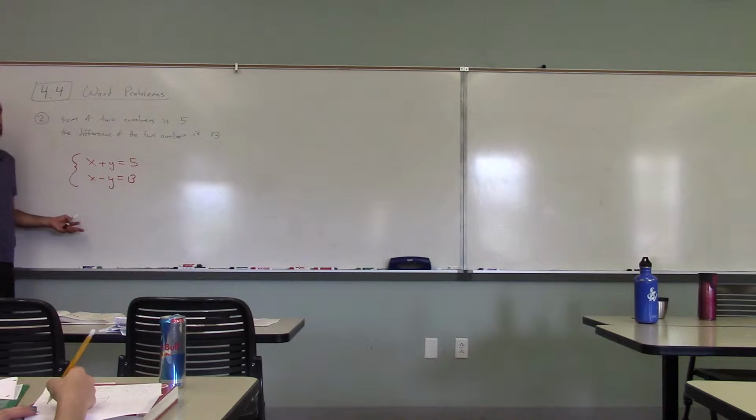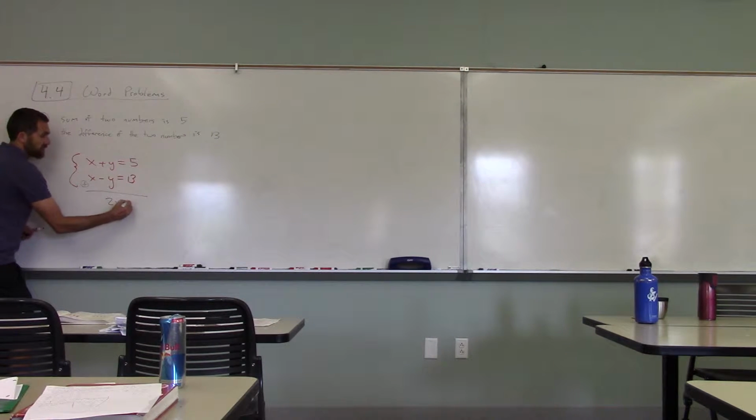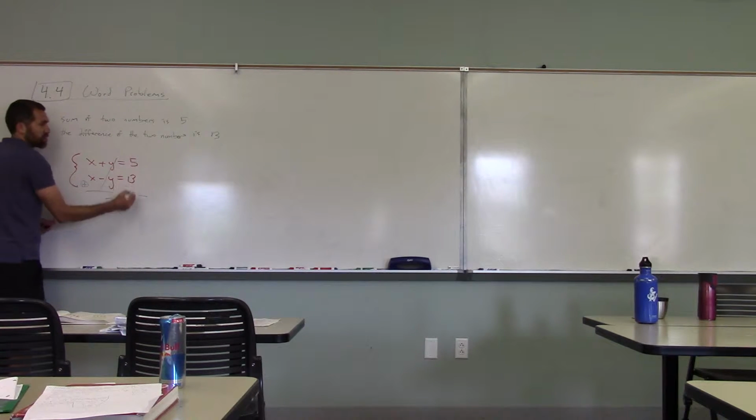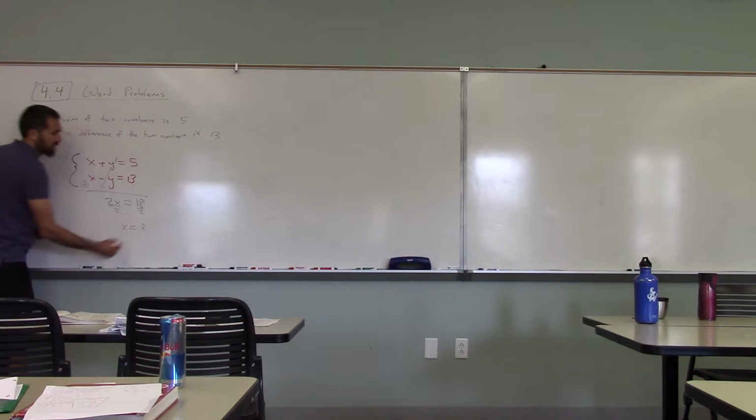And now it's just like section 4.1, 4.2, 4.3. You can choose whatever method you like. In general, most people choose 4.3. So what could we do? Cancel out the y. Exactly. Let's just add them together and cancel out the y. So x plus x is 2x. y plus negative y cancels. 5 plus 13 is 18. Divide by 2, divide by 2, x equals 9.